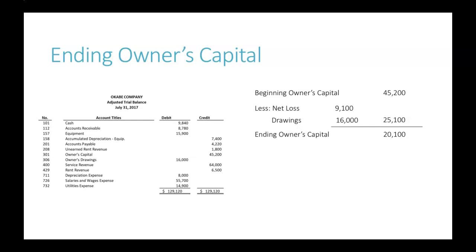So owner's capital is involved in these closing entries, but it is never closed itself. Owner's capital is a permanent account. So it's affected by your closing entries, but it is never closed. Your revenue accounts, your expense accounts, income summary, and owner's drawings, those are the 4 accounts that are closed. They're called temporary accounts. So after you close those accounts, their balances would be 0.